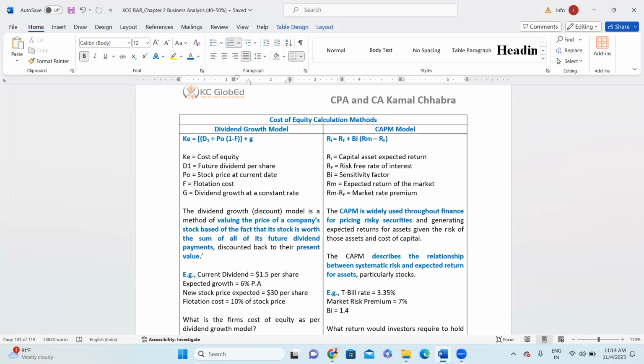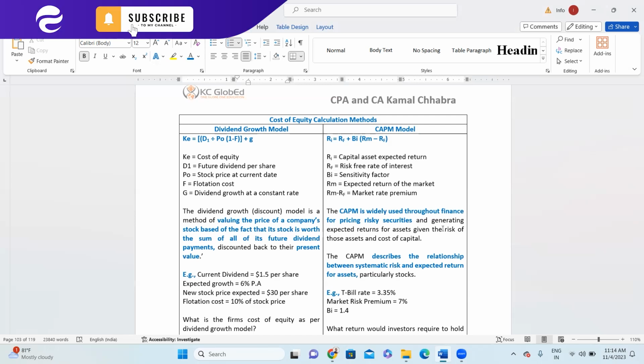To optimize the overall capital structure, we need to understand how much is the cost we are paying for debt, how much is the cost we are paying for preference share and how much is the cost of equity, so that you can have an appropriate percentage of equity, preference and debt in your capital structure to minimize your overall cost of capital and maximize the return on investment. That is the whole objective of identifying the cost of equity, right?